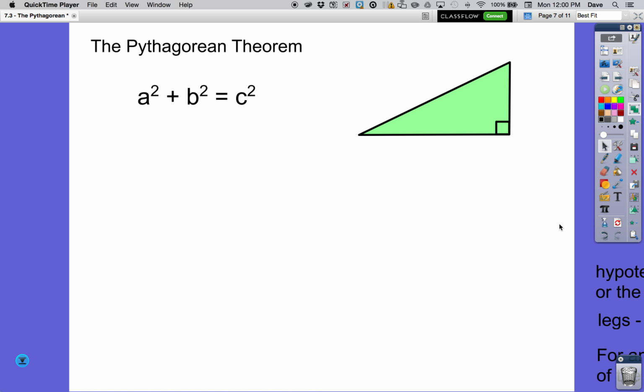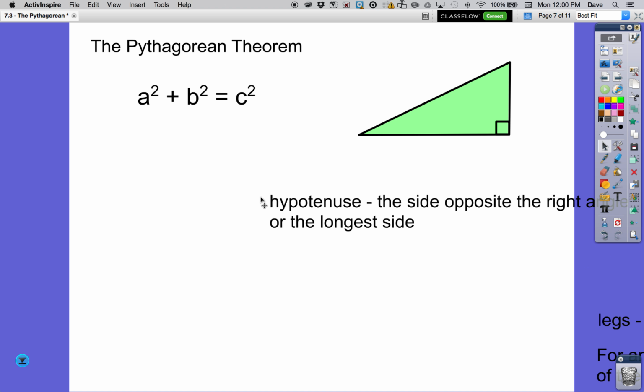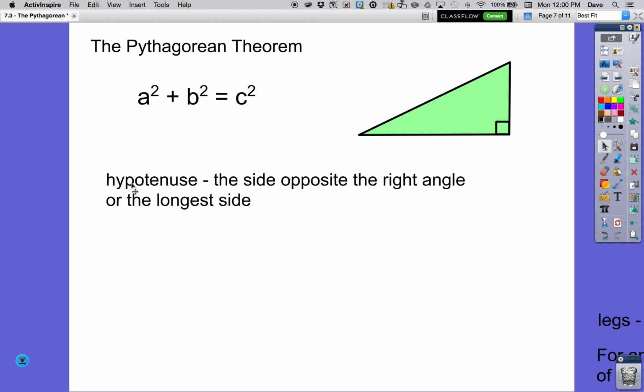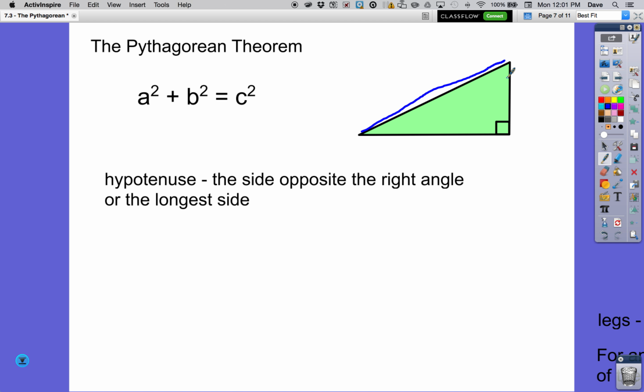One other thing we also need to know is, as far as a squared, b squared, and c squared, which side's which? That's really important. So what we do is label the sides. First, this side is what's called the hypotenuse. There are two ways to figure out which side the hypotenuse is. One way is to say it's the side opposite the right angle, meaning the side across from the right angle that doesn't touch that 90-degree corner.